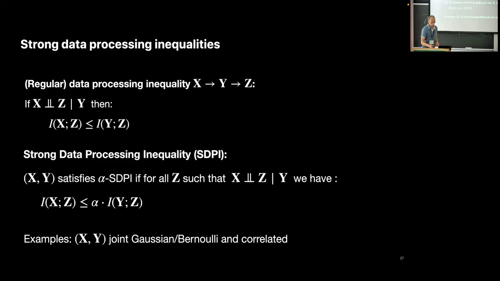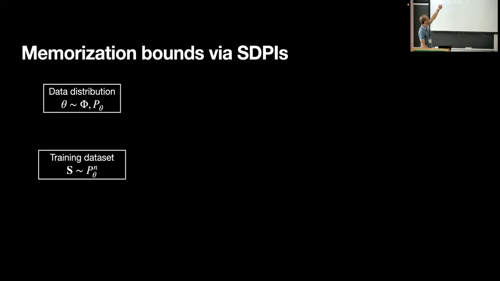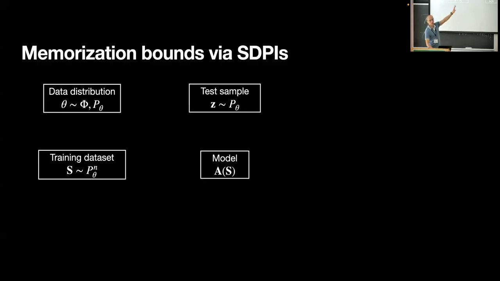So what does it all have to do with learning? It's actually a pretty simple connection. Let's first lay out all the random variables that we have in this setup. We'll have our data distribution as the first random variable. The second random variable is the training data set sampled from this p theta, the distribution determined by the parameter. The third one, we output a model, is another random variable. And finally, we want to evaluate the model.